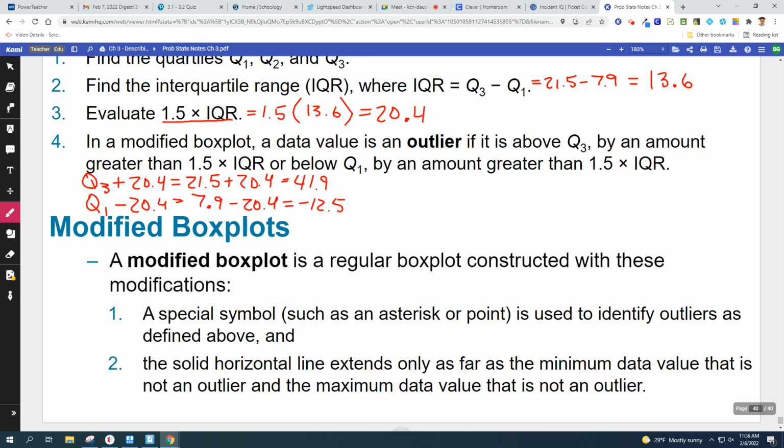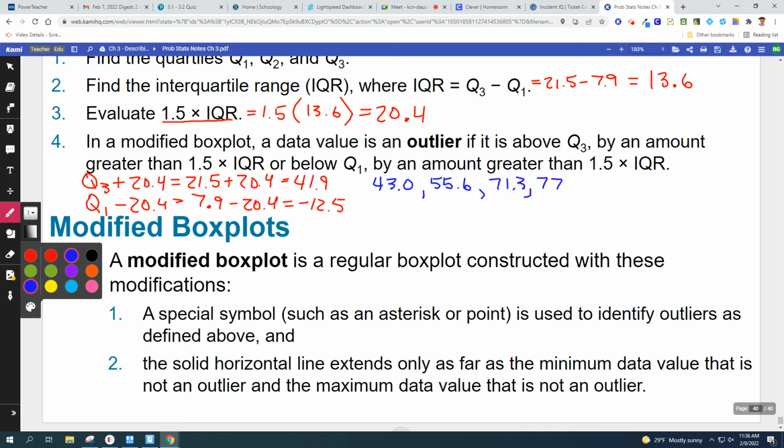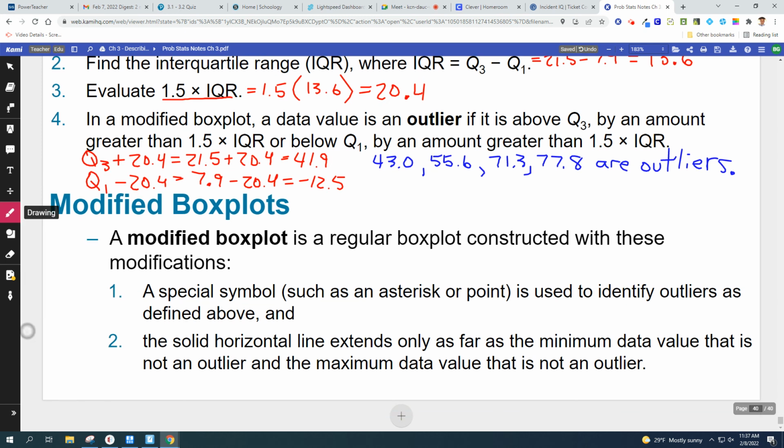I'm going to go back and look at the highest 4 numbers. 43.0, 55.6, 71.3, 77.8 are outliers. Okay, which brings us to a modified box plot. And I really don't have a whole lot of room here.